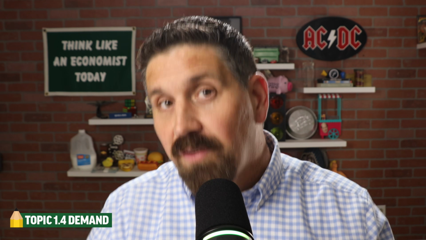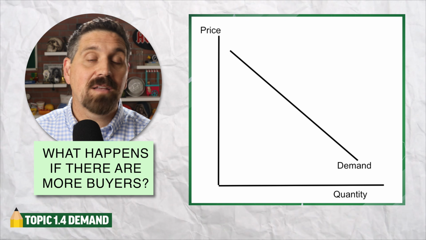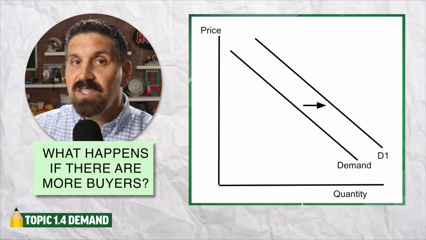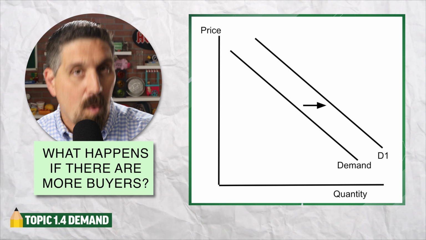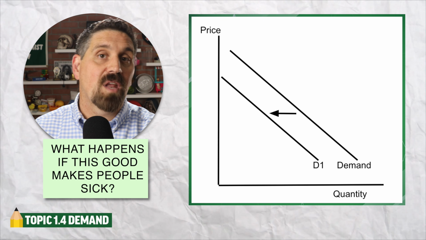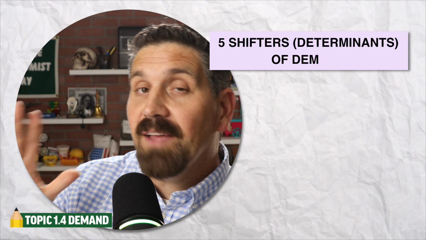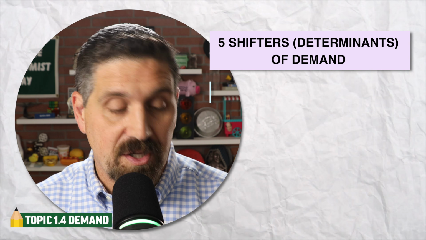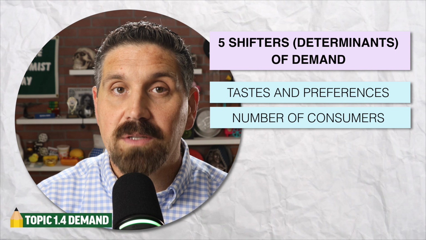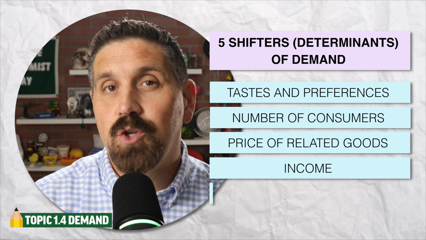But if something else other than the price changes, that could cause the demand curve to shift. For example, if there's suddenly more consumers in the market, that would cause the demand curve to shift to the right, so at every single price, people are willing and able to buy more. But if it was found this product gets people sick, then the whole demand curve would shift to the left. At every single price, people will be willing and able to buy less. Now, there are 5 shifters or determinants of demand. There's taste and preferences, number of consumers, price of related goods, substitutes and complements, income, and future expectations.